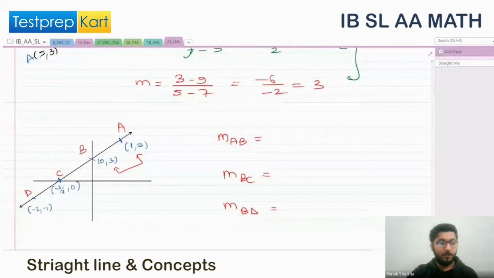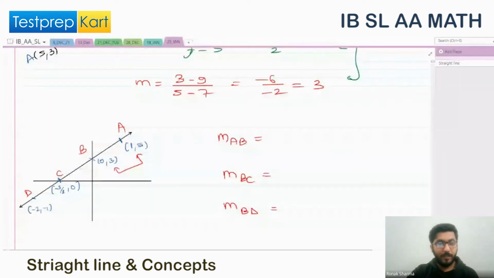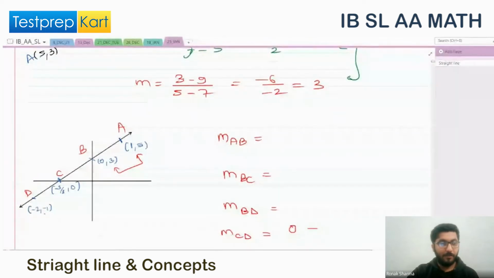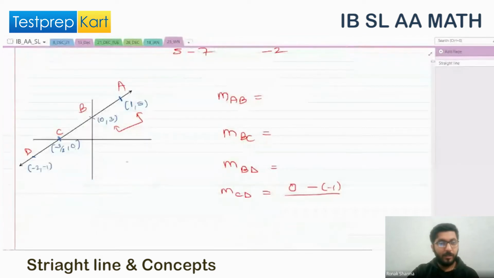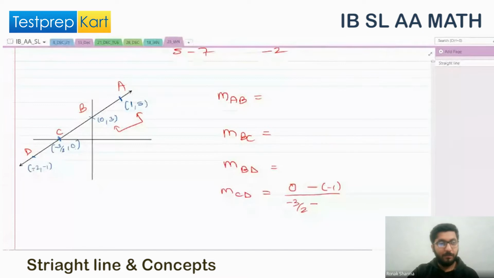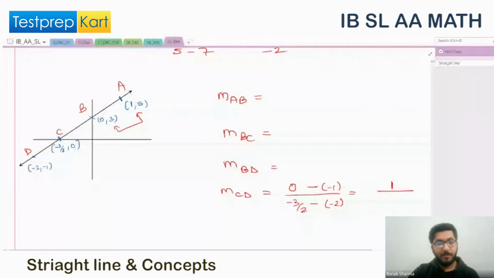Okay, these three slopes. I'm giving you 1 minute. Go for it. Let me tell you how to find it. Let's say I take any random one, let's say CD. For CD, the y coordinate difference is 0 minus minus 1, divided by the x coordinate of C, which is minus 3 by 2, minus the x coordinate of D, which is minus 2. So minus minus plus, so 1 over minus 3 by 2 plus 2, right?